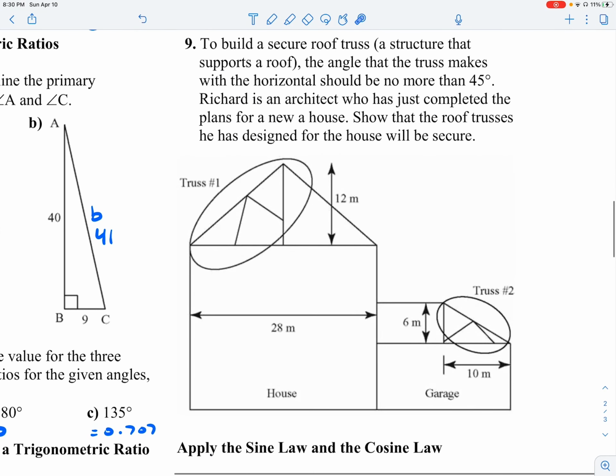Okay, question 9. To build a secure roof truss, a structure that supports a roof, the angle that the truss makes with the horizontal should be no more than 45 degrees. Richard is an architect who just completed the plans for a new house, so the roof trusses he has designed for the house will be secure. So they need to know that these are no more than 45.